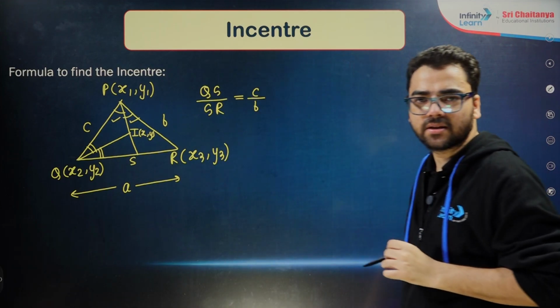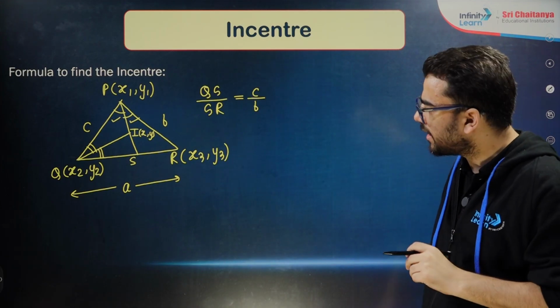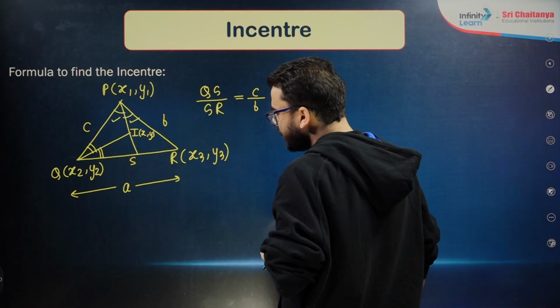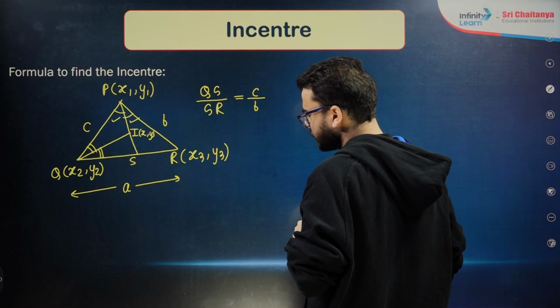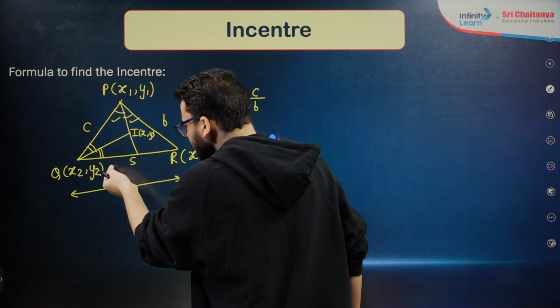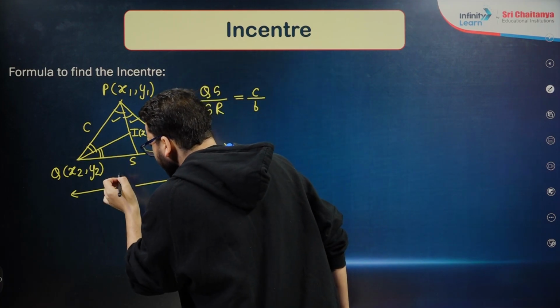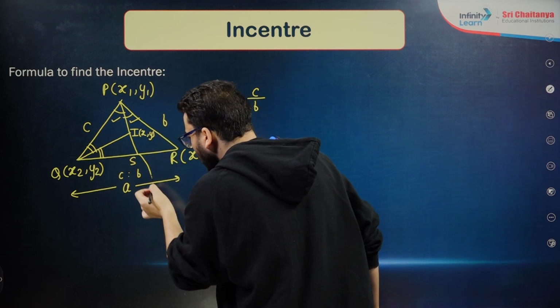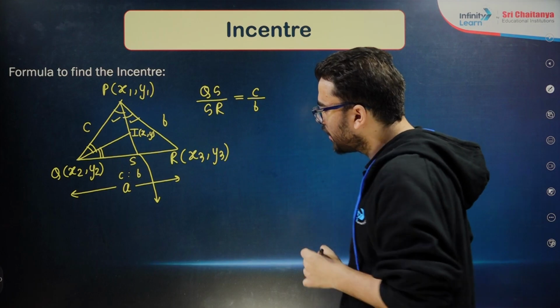Internal angle bisector theorem, I guess obviously you have studied that. So you see QS upon SR is C upon B. I hope that's clear. So you see over here, this is C upon B. Maybe over here I will write C upon B. So can we find the coordinates of point S over here?